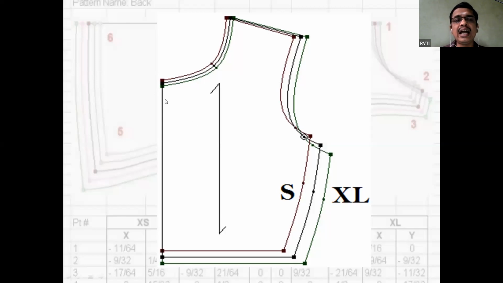Then I can either fix the S size pattern and draw with the help of the pattern, otherwise I can trace the S size pattern. Then I can apply the increment from one size to another circularly or radially. Hence this method is called the radial draft method.